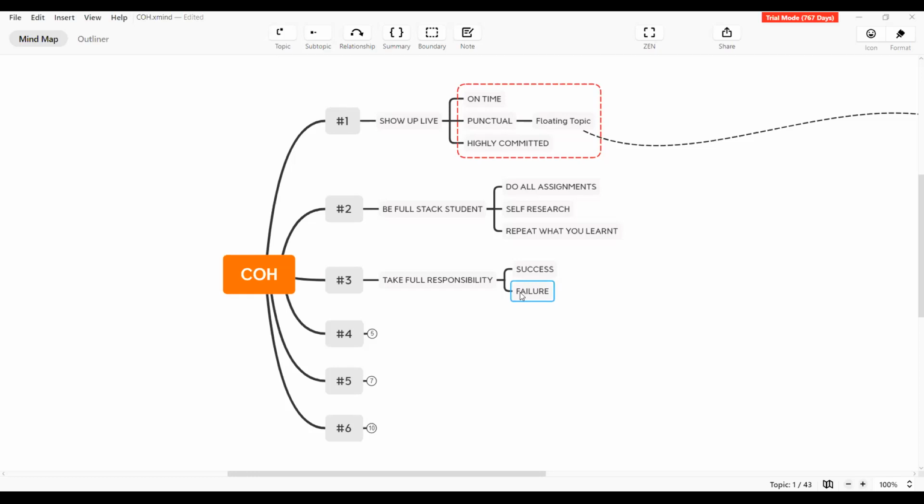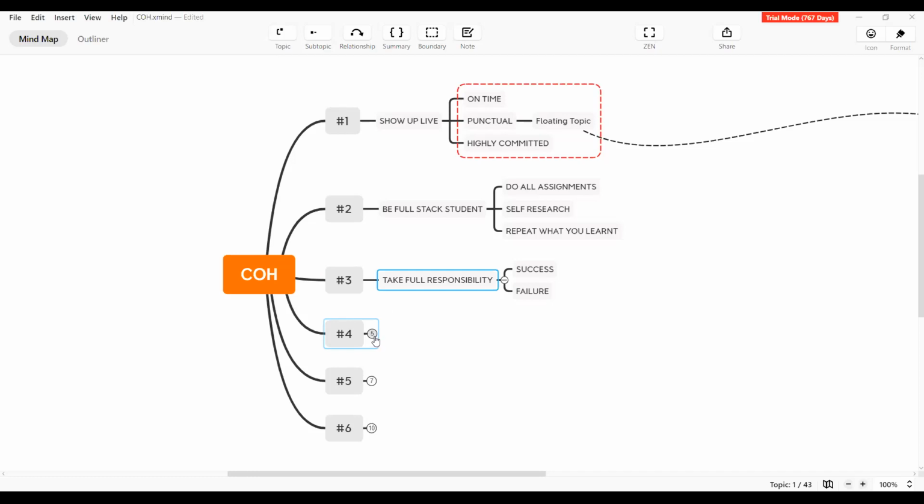So we want to correct that and convert it into success. And then this failure does not remain failure. It will become the trail of success. And that's why I want us together to take full responsibility of our own success as well as failure.